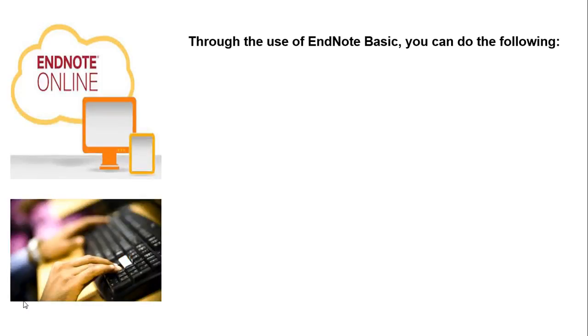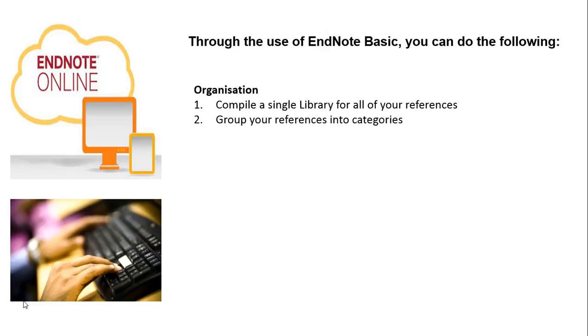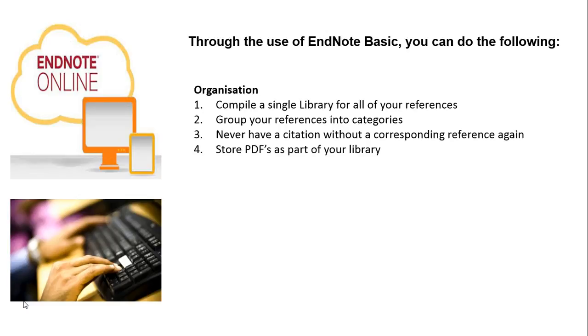With Endnote Online, you can also do the following: compile a concise online library of all of your references, group references together into your preferred categories, avoid having to have a citation without a corresponding reference, and store PDF documents as part of your library.